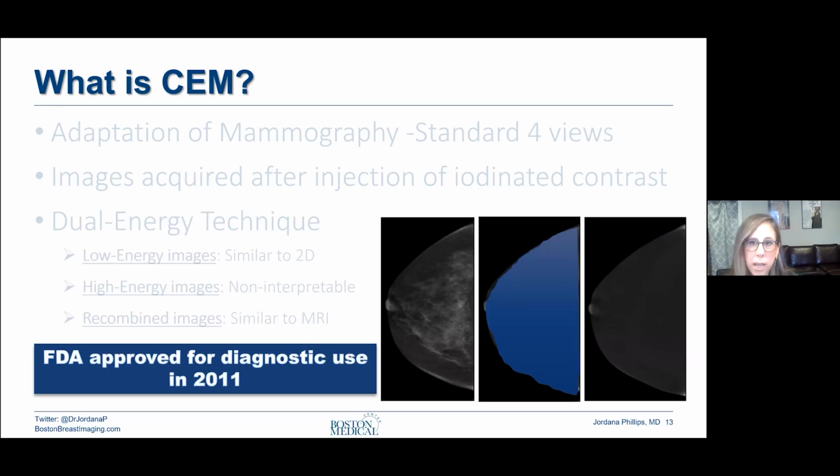This imaging modality, contrast enhanced mammography, was actually approved over a decade ago at this point. It was approved for use in the diagnostic setting in 2011. It's only really increased throughout the country in the past few years.